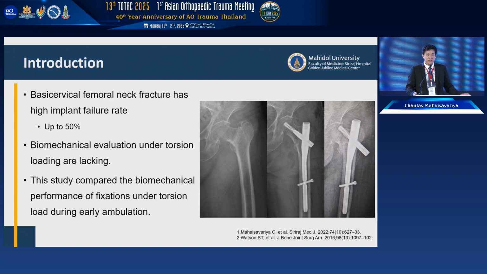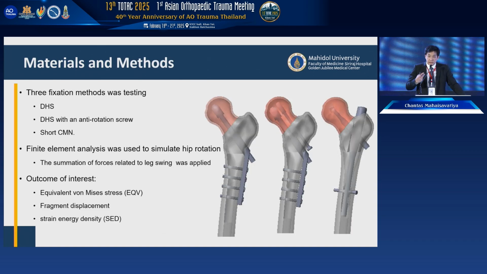So this study aimed to compare the biomechanical performance of fixation under the torsion load, which occurs during the swing phase of gait. We generated finite element models and integrated them with the fixation constructs. Three construction methods were taken. First is the dynamic hip screw. Second is the dynamic hip screw with an anti-rotational screw. And the last one is the short cephalomedullary nail.